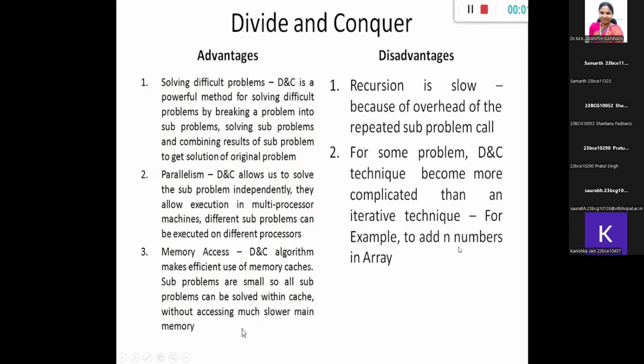For example, to add n numbers in an array. If you want to add all the n numbers in an array, we need to add the first two numbers, then the remaining two numbers, then we have to merge. So it is more tedious. Instead of that, we can use a for loop and just add all the numbers using a sequential or iterative approach. So any doubt about what is divide and conquer approach?